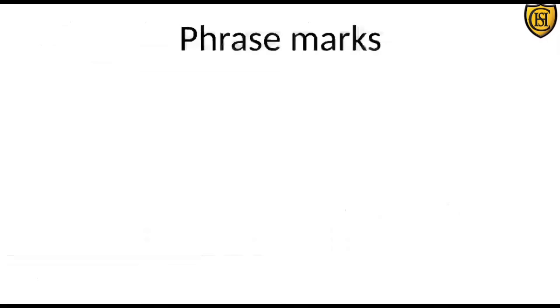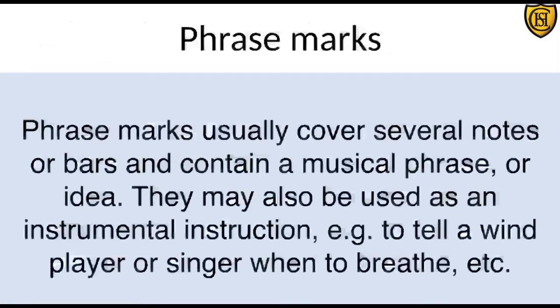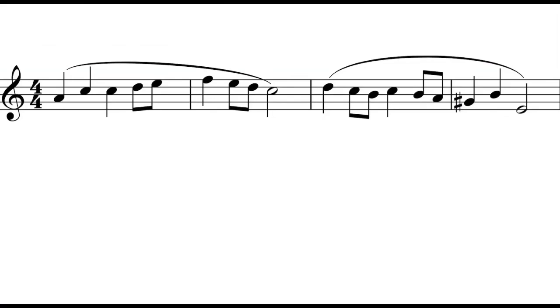Phrase marks. So these usually cover several notes or even several bars, and they contain a musical phrase or a musical idea. It could also be used as an instrumental instruction, for example, to tell a wind player, brass player, woodwind player or a singer when to breathe. So, for example, if we look at this piece of music, 4 bars long, here's the first 2 bars here. And this is a phrase mark. And this would tell, let's say, a trumpet player, play all of this in the one breath. This is the one phrase.